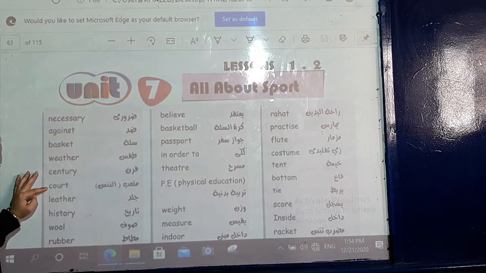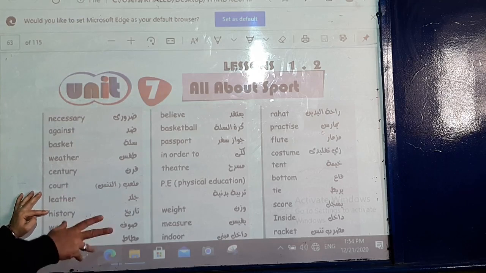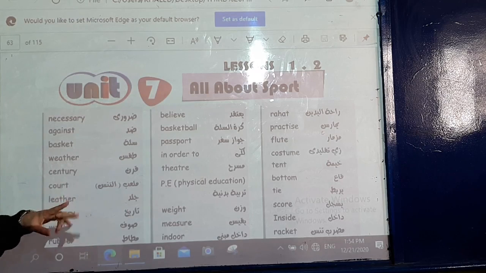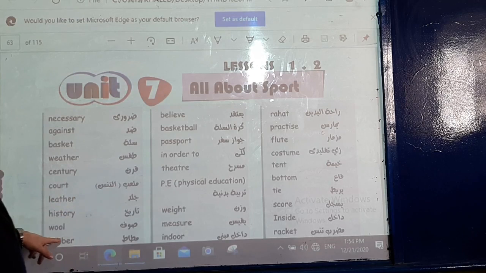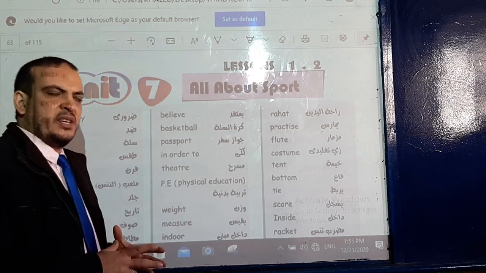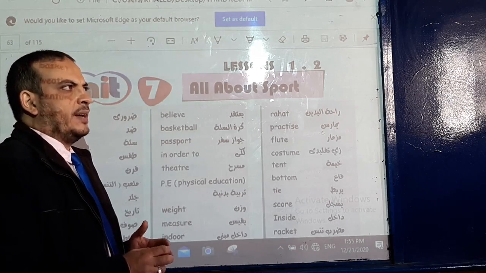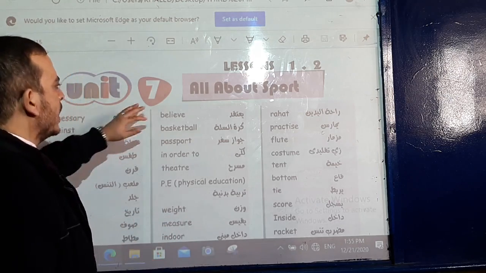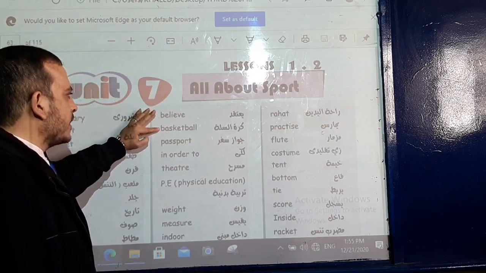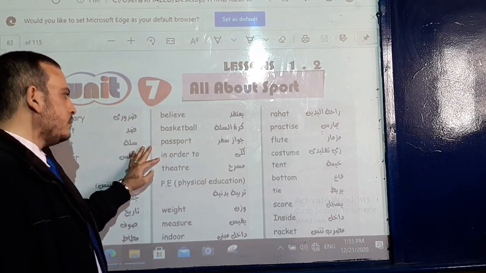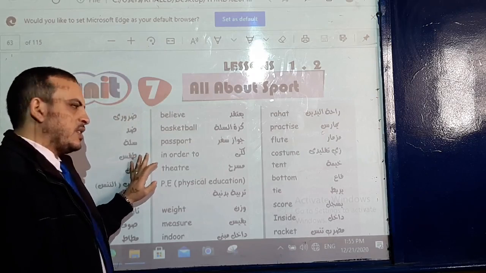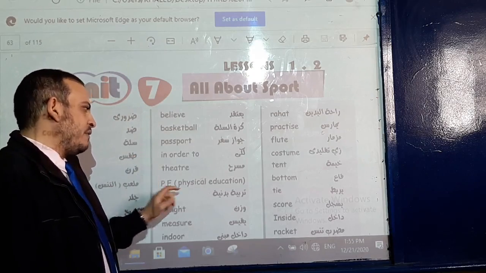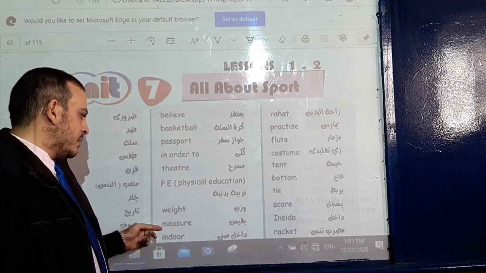Court, the place where you play tennis. Leather, okay? Leather jacket, leather shoes, made of leather. History, geography and history. Wool, rubber, some kind of material. Do you know the rubber or the eraser? It's made of rubber. Believe, like think. Basketball, sport. In order to. Theater, a place where you can watch plays. PE, physical education. Weight, measure, indoor.